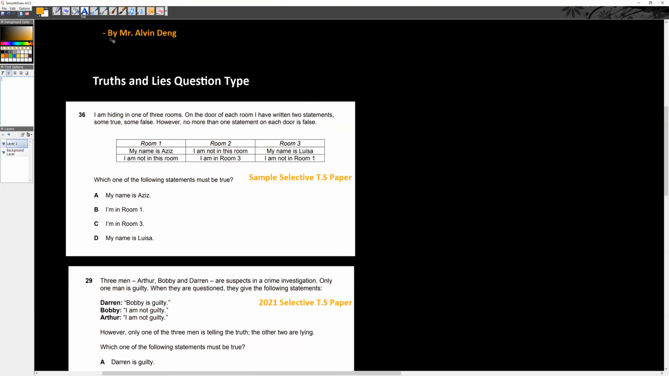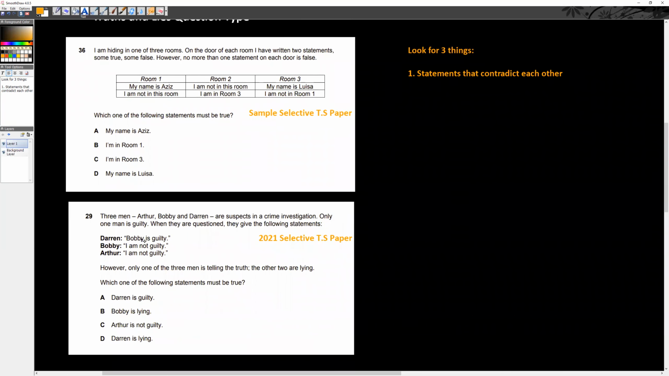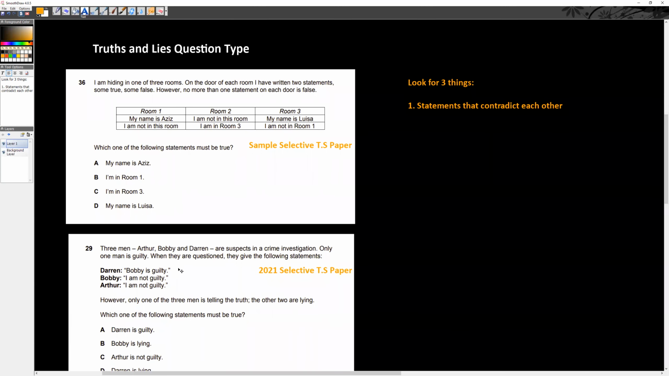When we come to these questions, the first thing we do is skim over each statement and look for three things. The number one thing I look for first are statements that contradict each other. Contradict means saying opposite things. For example, in question 29 over here, Darren is saying Bobby is guilty, and Bobby is saying I am not guilty. Those two are what we call contradicting statements because their meanings do not work together. They go against each other.